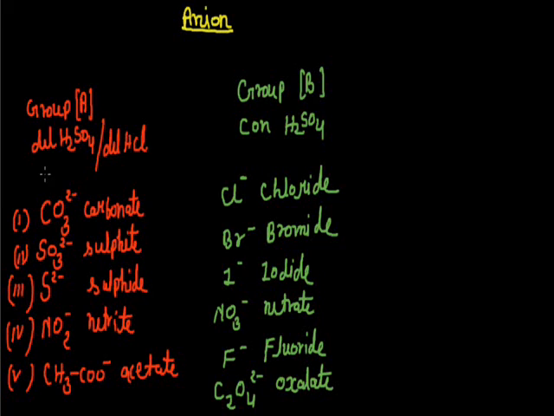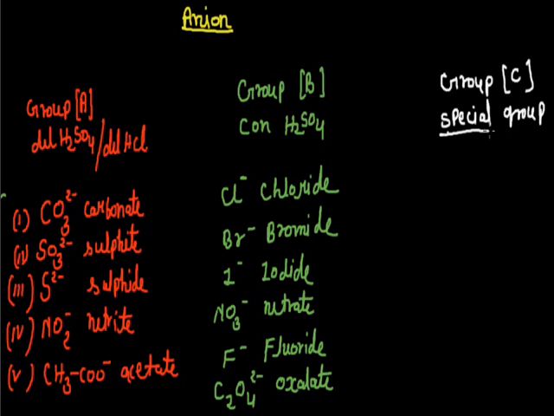Now the third group is called a special group, that is group C. The anions of this group are not decomposed by dilute H2SO4, dilute HCl or concentrated H2SO4. So the anions of this group are identified using some specific reagent. In this group we have the following anions.